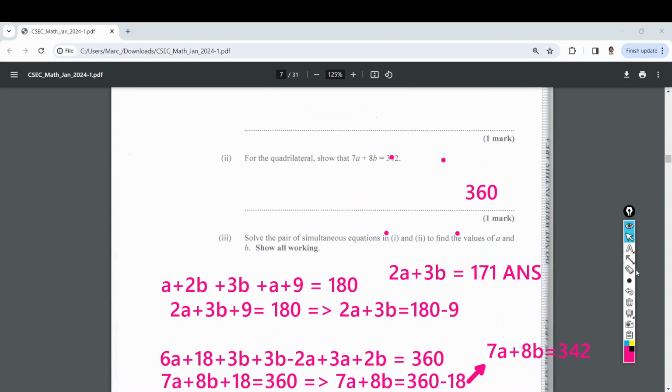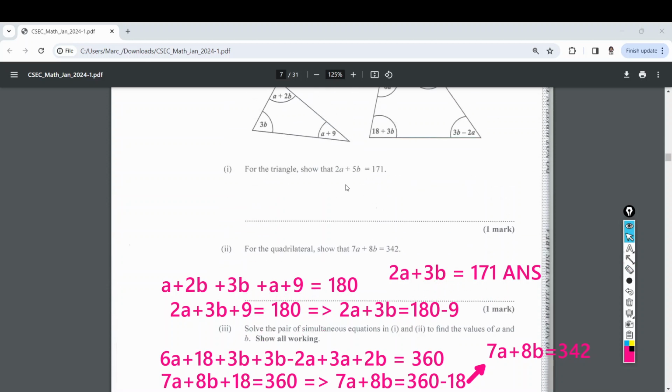Now, the meat of the question now is actually coming up. They gave us a simultaneous equation with these questions, guys. This is why I think this is really a beautiful question. Not sure who set it, but this was set pretty well. I really like it. So guys, they gave us two equations, right? One of the equations is 2a plus 5b is equal to 171, and the other equation is 7a plus 8b is equal to 342.